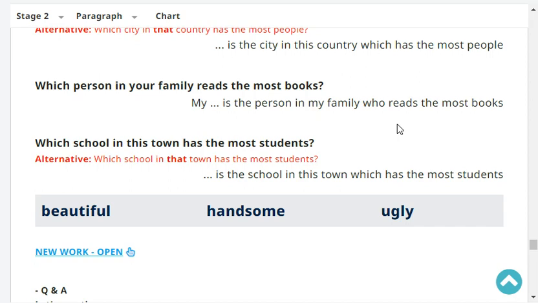Which school in your town has the most students? ABC school is the school in my town which has the most students. Very good. Okay, so that's the end of our revision.